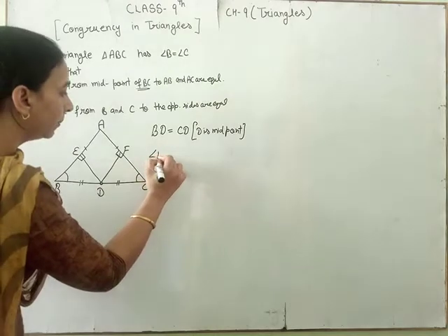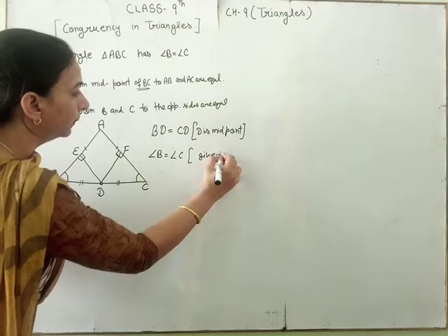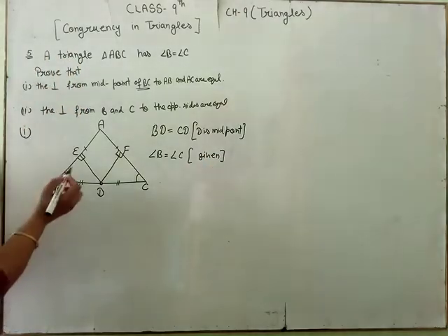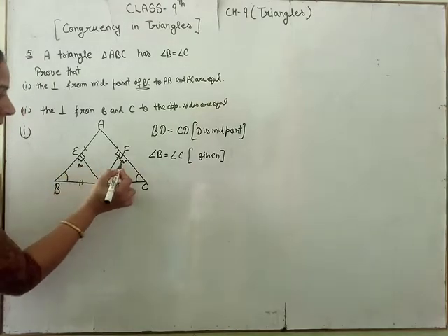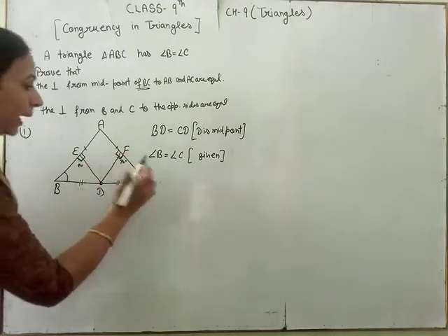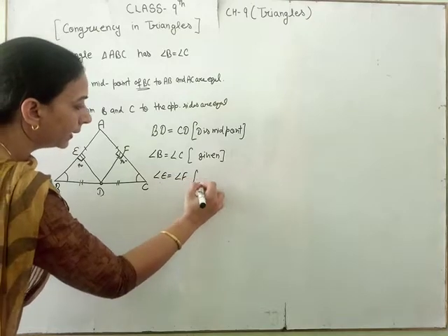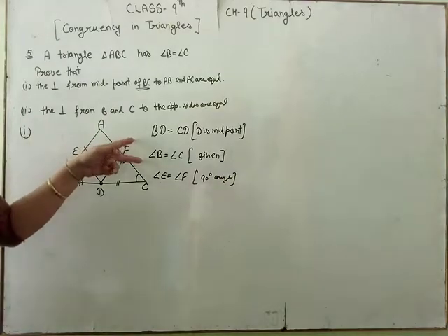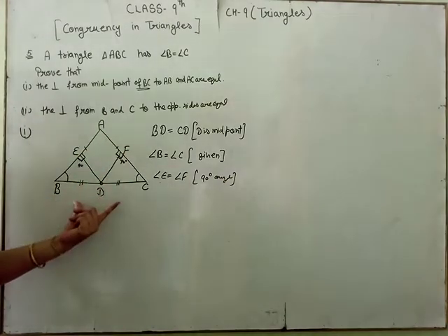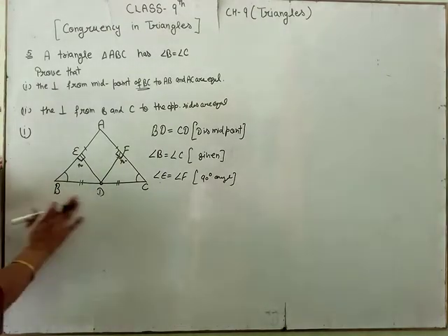Given angle B equal to angle C, we write this given. For the last condition, this angle is 90 in this triangle, and this angle is also 90 in this triangle. Then we write angle E equal to angle F, and these are 90-degree angles. Okay, then three conditions are satisfied. If three conditions are satisfied, then these two triangles are congruent. Then we write these two triangles are congruent.